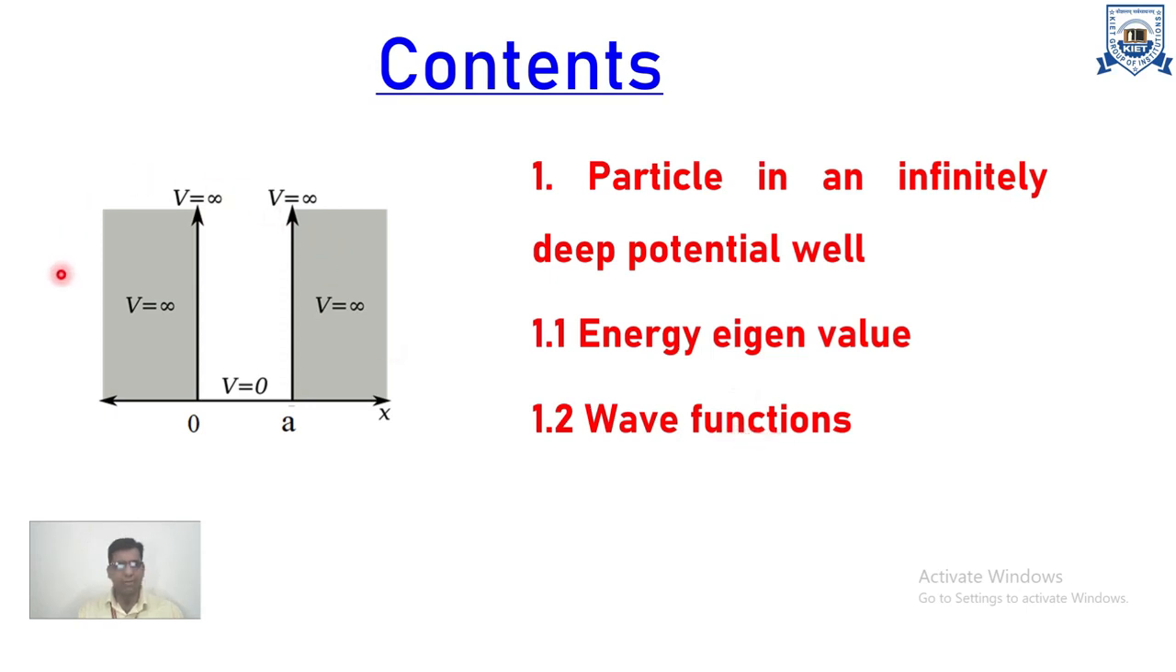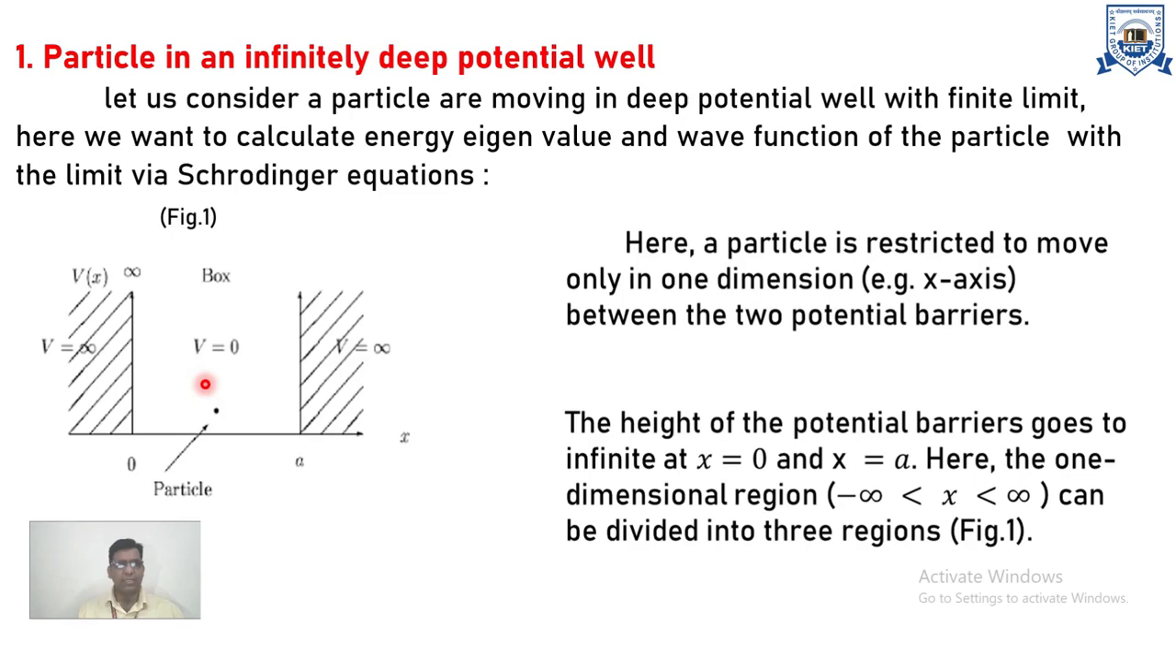This diagram represents a particle considered within the limit 0 to a. Inside the potential well, V will be 0, and outside, the potential will be infinite. Let us consider a particle moving in a potential well within a finite limit, 0 to a. We want to calculate the energy eigenvalue and wave function of the particle within the limit via the Schrodinger equation.